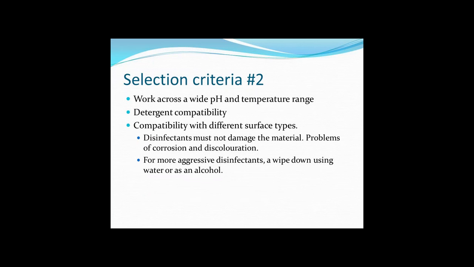Ideally, we also want the disinfectant to work across a wide pH and temperature range. We don't want any detergent residues to inactivate it. Ideally, we don't want disinfectants to damage the material to which they've been applied, so risks can arise, particularly with the use of sporicides, of corrosion and discoloration. So where we do need to use more aggressive disinfectants, there sometimes is a need to wipe down afterwards to ensure that the residues are removed. So this might involve wiping down with, say, water for injection, or with something like 70% IPA.